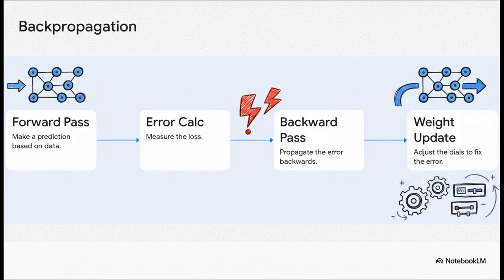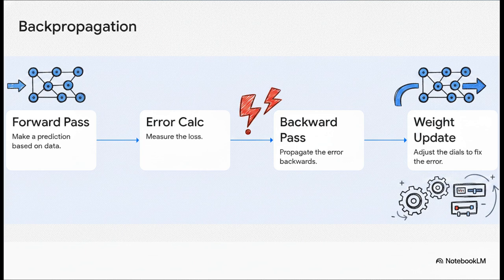And that leads us to an incredibly powerful algorithm called backpropagation. This four-step loop right here is the literal engine of learning. First, the forward pass. The network makes its initial prediction. Second, error calculation. It measures its loss. Third, the backward pass. It propagates that error information backwards through all those layers of neurons. And finally, the weight update. It slightly tweaks and adjusts all those dials, the weights and biases, to fix the error.